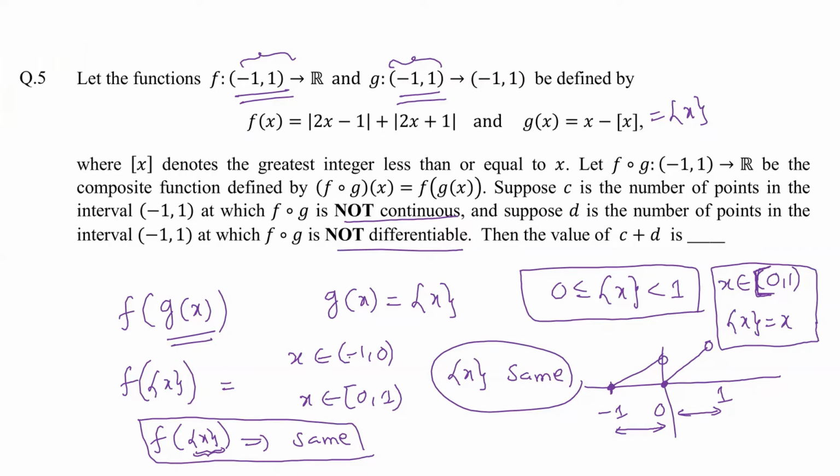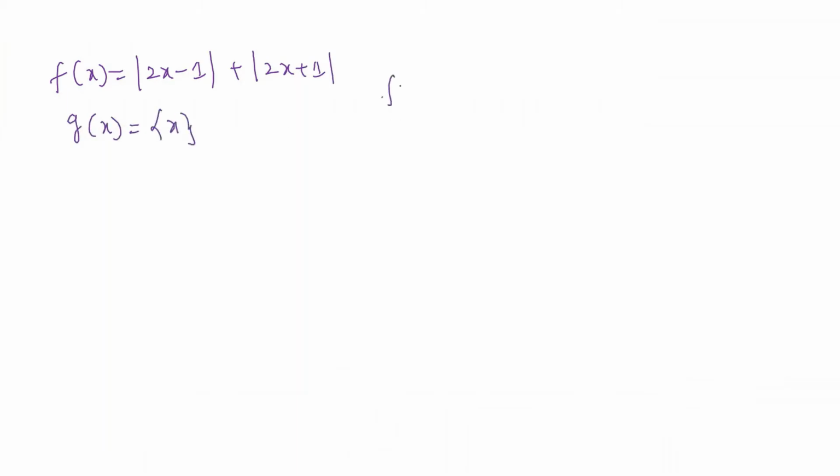Okay, right. So now let's move on to finding out this composite function, then we'll do the further interpretations. They have given f of x as modulus of 2x minus 1 plus modulus of 2x plus 1, and g of x is given as the fractional part of x. Now, if I write the composite function f of g of x, we are going to get modulus of 2 times the fractional part of x minus 1 plus modulus of 2 times the fractional part of x plus 1.